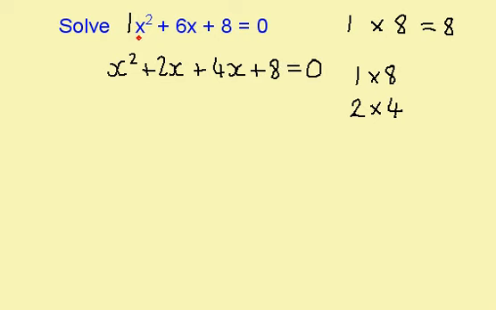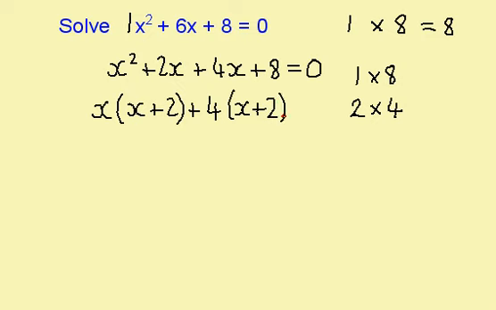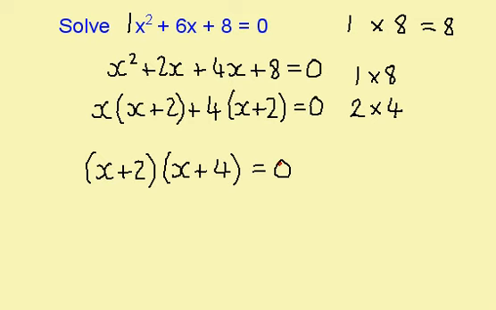I'm now going to factorise this part here. I can take out a factor of x, leaving me with x plus 2. If I also factorise this part here, I can take out a factor of 4, leaving me with x plus 2. I've now found a common factor of x plus 2. The parts that are left are x plus 4. I've now fully factorised my equation.